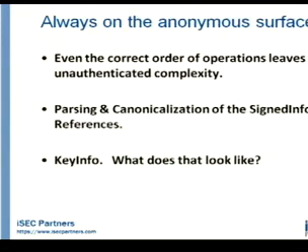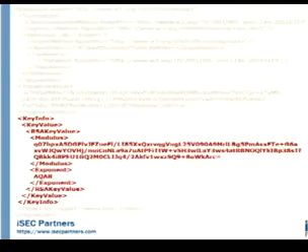What else is on the anonymous surface? Let's say we got our order of operations right. What else do we have? We have parsing, canonicalization. We saw that. Key info. Haven't looked at key info yet. This is our last bit here.